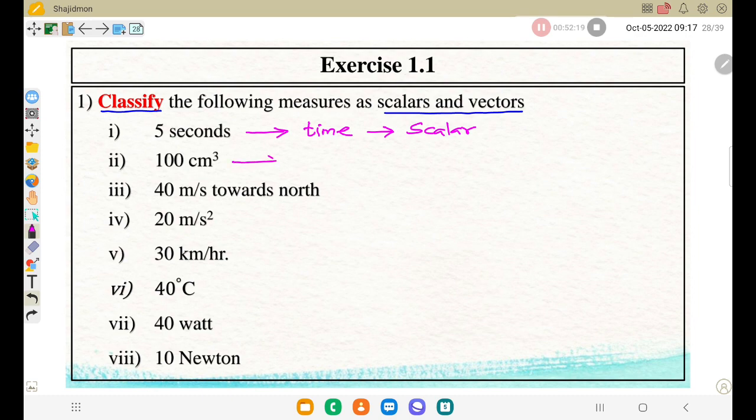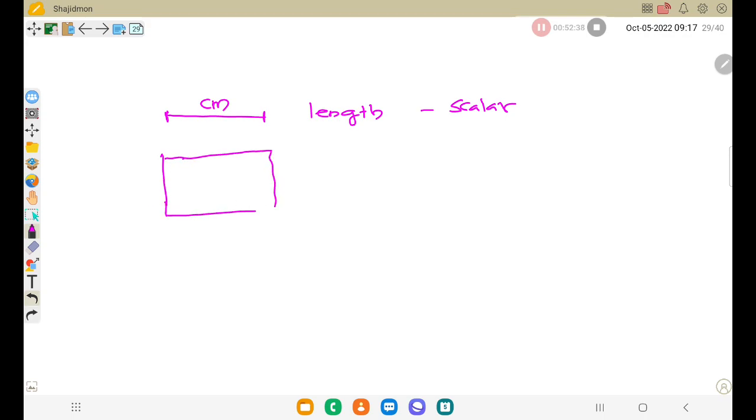Now 100 centimeter cube. What is that 100 centimeter cube? Before that you can see, for example, centimeter. Centimeter means what? Length, correct? Length is a scalar quantity. Now if you are taking, for example, a rectangle, what is the area calculation? Length multiplied by width, correct? So centimeter square. For example, this is in centimeters, then centimeter square or meter square or feet square, like that.